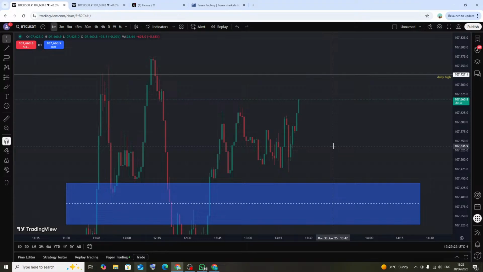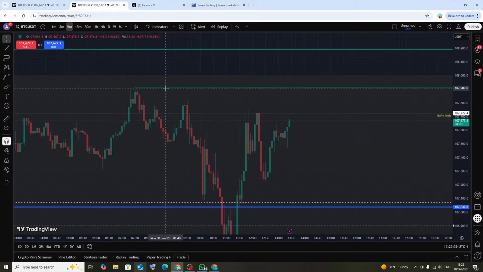So this is what I was just telling you. My stop is there below this candle. I'm looking for this high, and 107,900 as well.